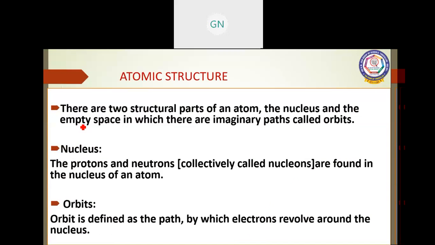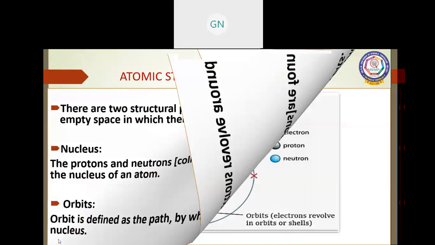There are two structural parts of an atom: the nucleus and the empty space, in which the imaginary part is called the orbit. The proton and neutron together form the nucleus of an atom. So the proton and neutron together make up the nucleus. Orbit: what is an orbit? An orbit is defined as the path by which the electron revolves around the nucleus.